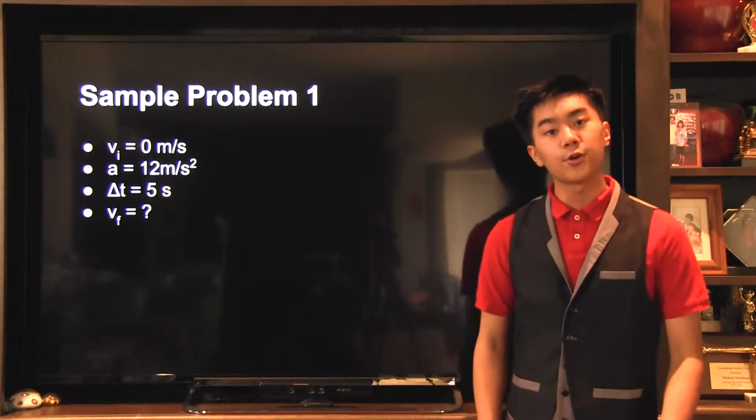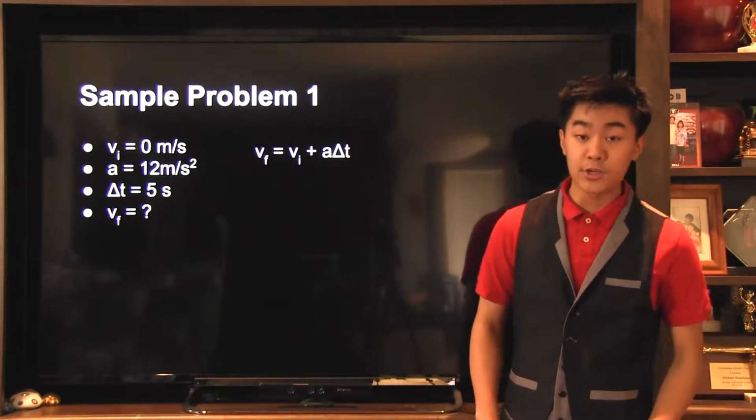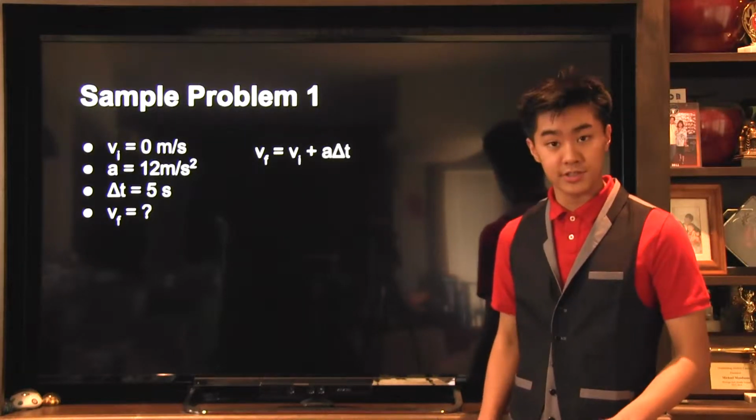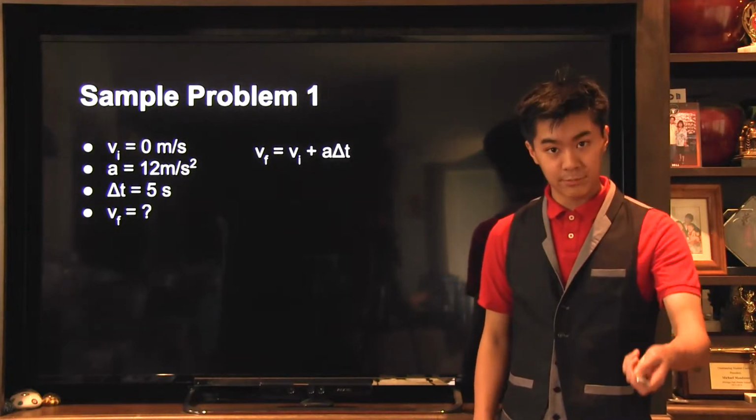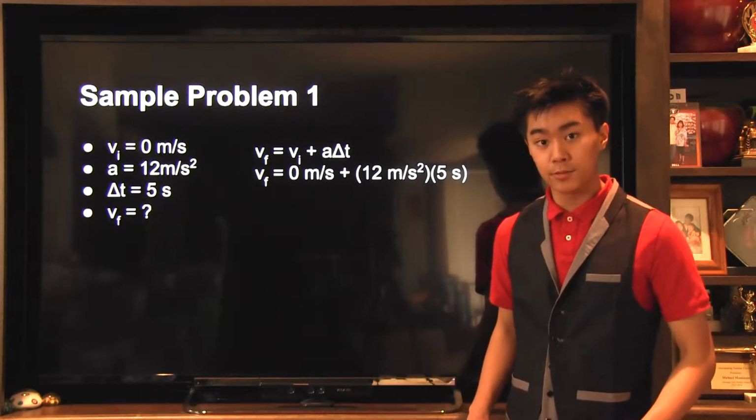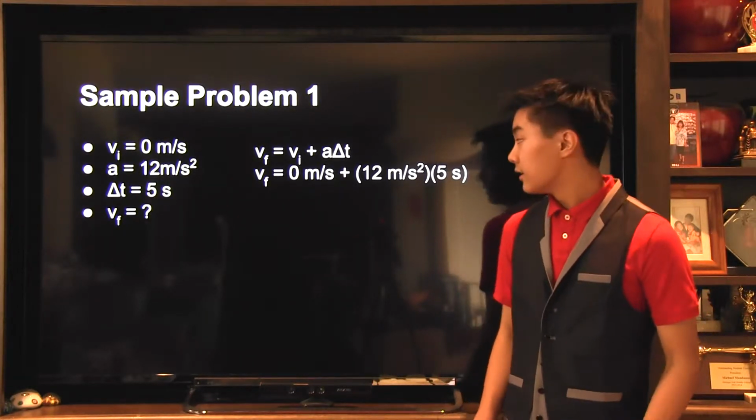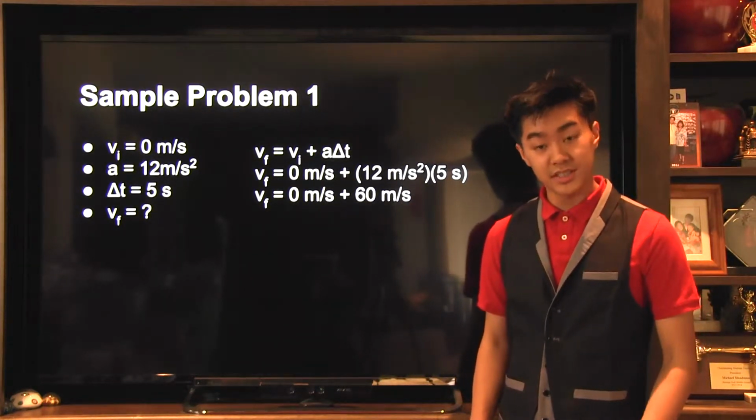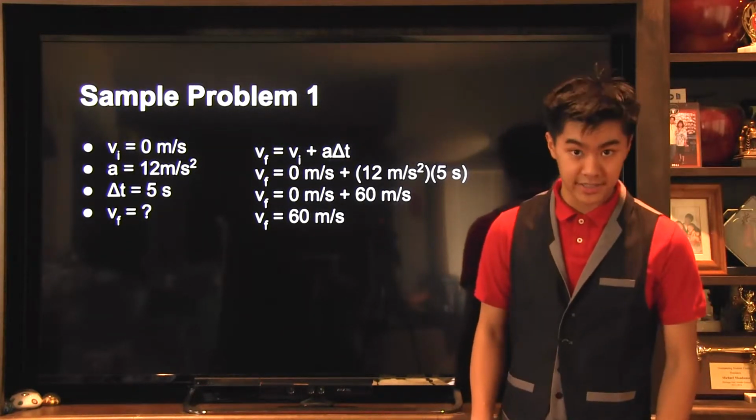Now, let's start with an equation which combines all of these things. The equation we will be using is the final velocity equals the initial velocity plus acceleration times the change in time. Alright, let's plug in some numbers. So, the final velocity equals 0 meters per second plus 12 meters per second squared times 5 seconds. Now, simplifying, we get 0 meters per second plus 60 meters per second. And finally, the final velocity is 60 meters per second.